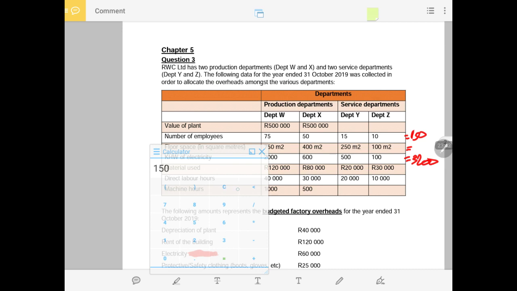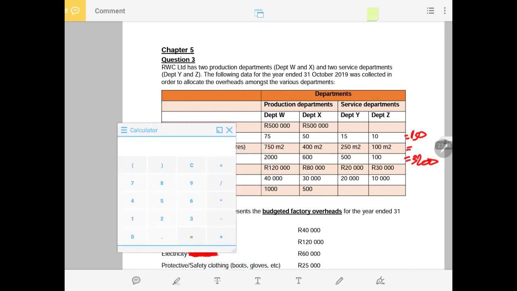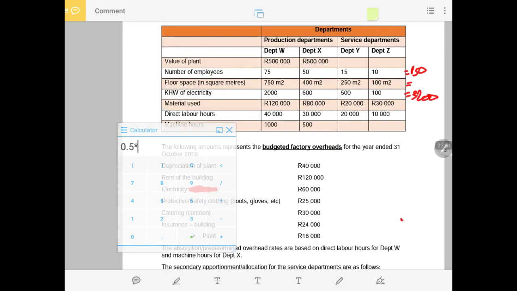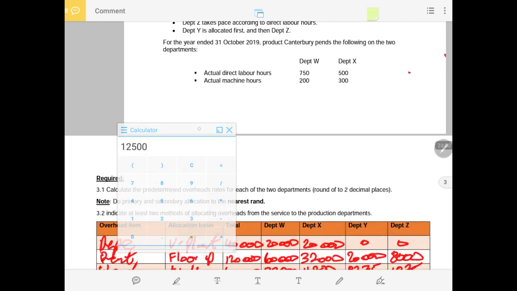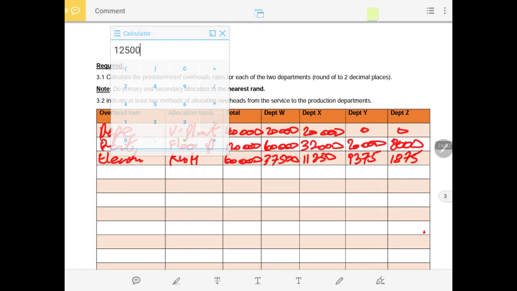So now it will be 150 total of the employees, of which 75 of these 150 employees are in department W, and the cost of the protective clothing is 25,000. So we multiply this by 25,000, we get 12.5. So now this will be protective clothing.